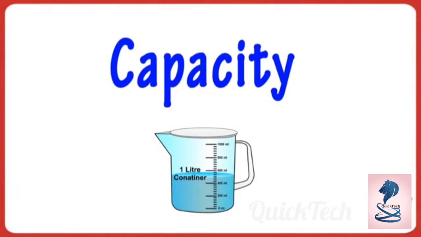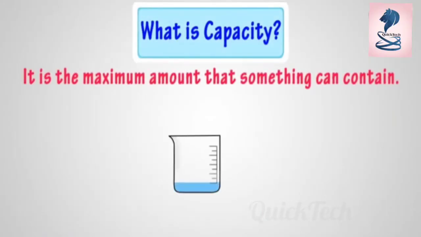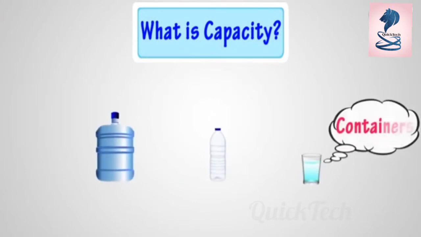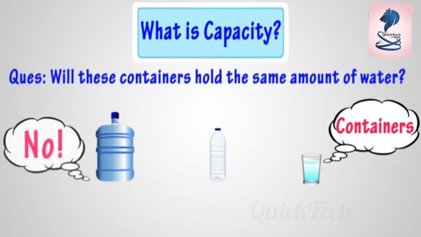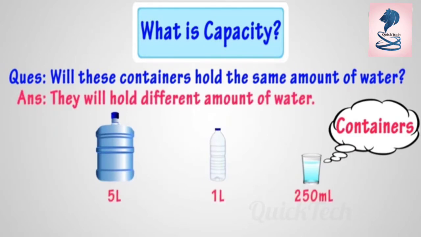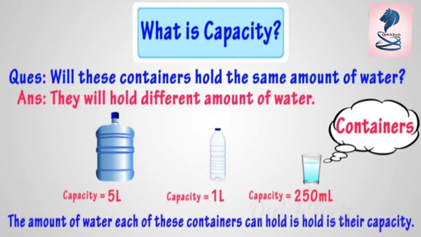Capacity. So let's get started. Kids, do you know what is capacity? Capacity is the maximum amount that something can contain. Here are a few containers. For each of these containers, will it hold the same amount of water? No. Each of these containers will hold different amounts of water. And the amount of water each of the containers can hold is its capacity.